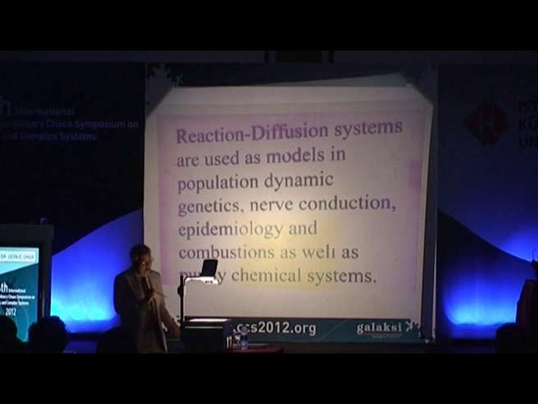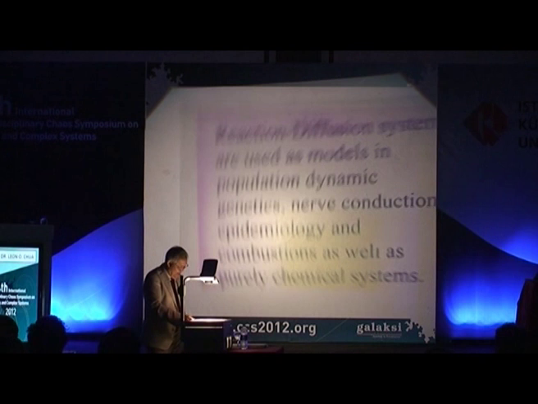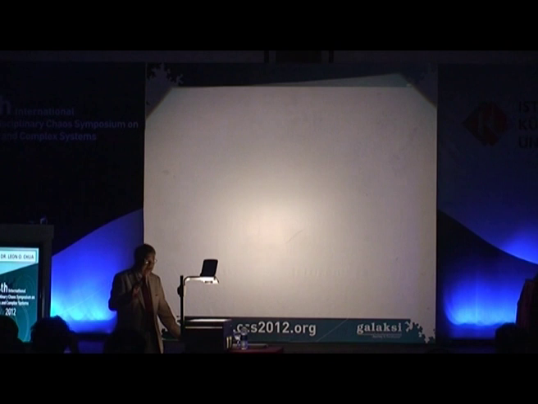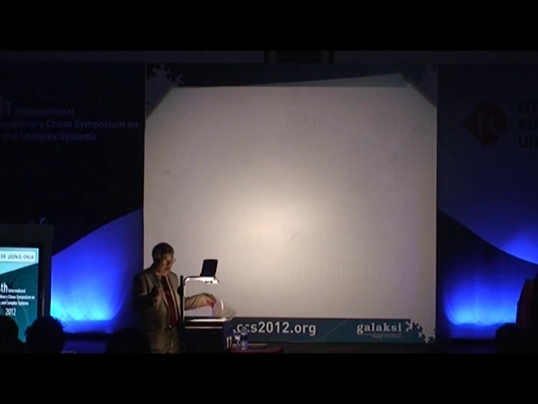Reaction diffusion equations are used as models in population dynamics, in genetics, in nerve conduction, in epidemiology, in combustion, as well as purely chemical systems. So Turing said, okay, I will find a simple example, so simple that if I'm right, I will be able to understand what's going on. So he picked this example, only two cells.